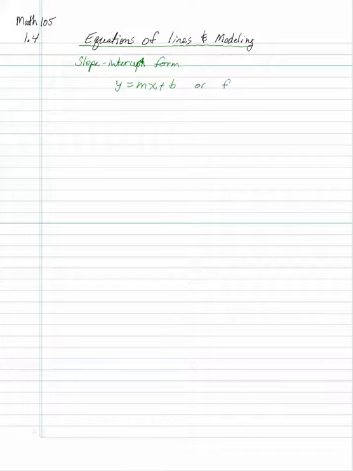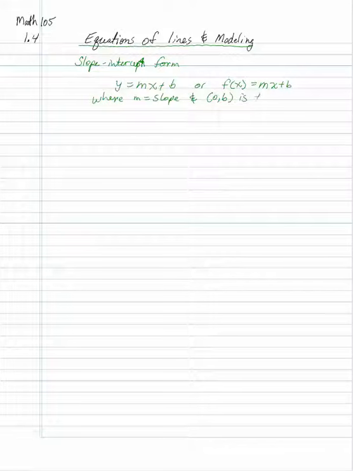So in section 1.3 we talked about the slope-intercept form of a line, as a linear function. So y equals mx plus b, or if we use function notation, f of x equals mx plus b, where m equals the slope and (0, b) is the y-intercept.